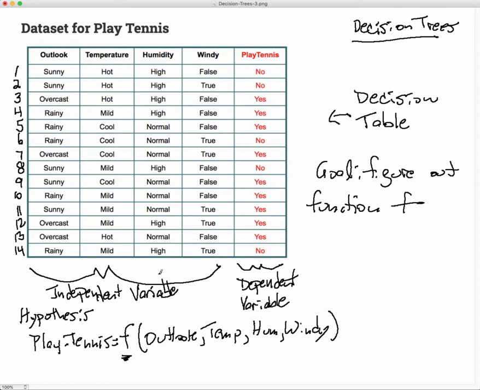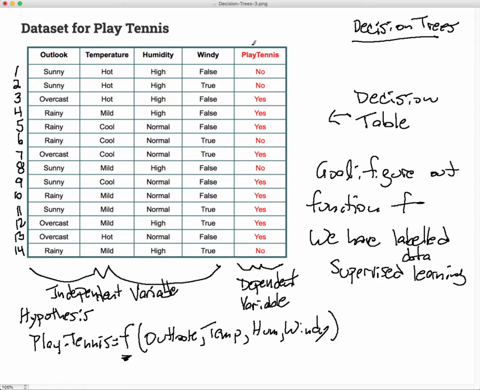Now notice what's going on here is we have sampled data. We have labeled data. So that means that this is an example of supervised learning, meaning that we have some instances of labeled data. Labeled means we have the desired output. And what we would like to be able to do is generalize this so that we could extend this to situations that we haven't seen before. That is the goal.